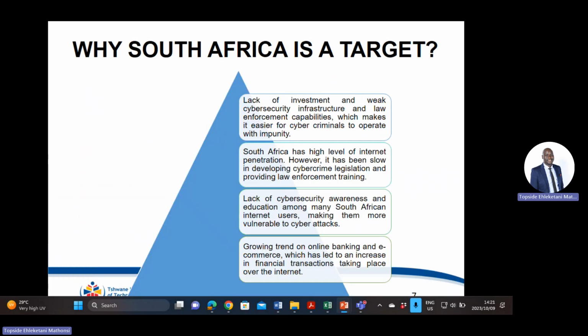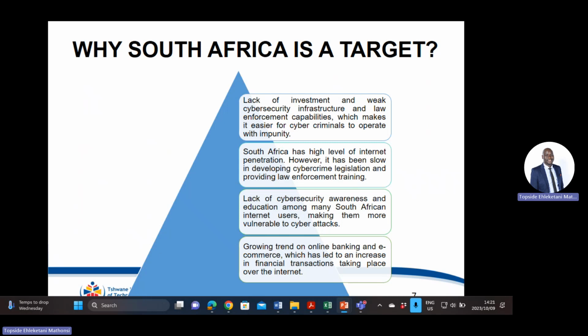Why is South Africa one of the targets? We have a lack of investment and also weak cybersecurity infrastructure in terms of law enforcement capabilities. This makes it easier for cyber criminals to operate with impunity within our country. In addition to that, we have a high number of internet users, or a high level of internet penetration among the youth.